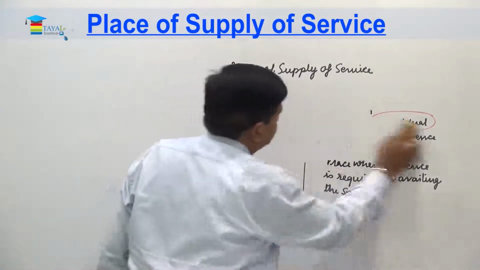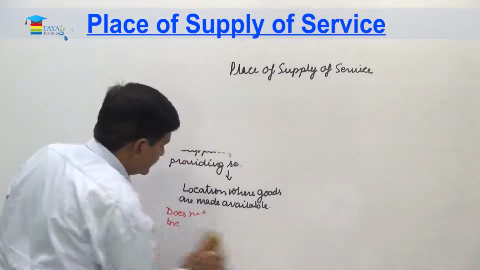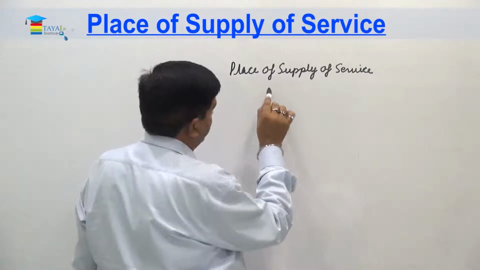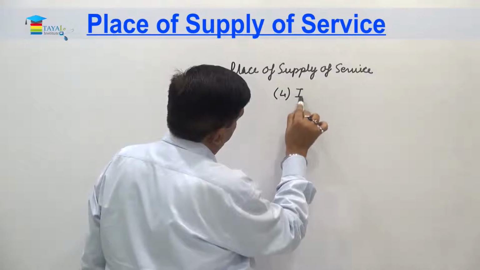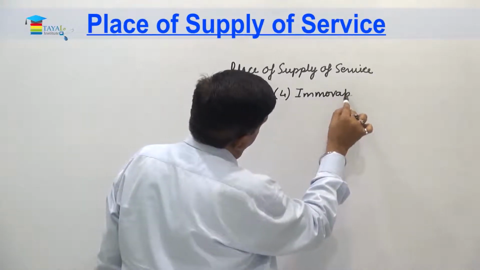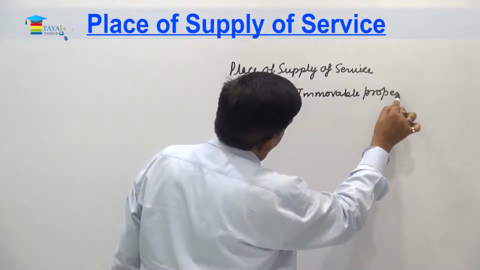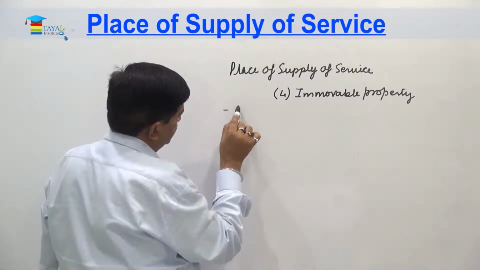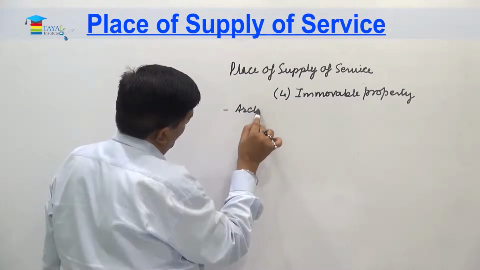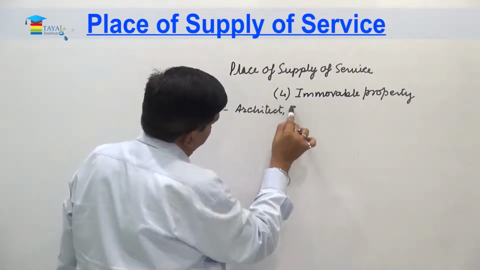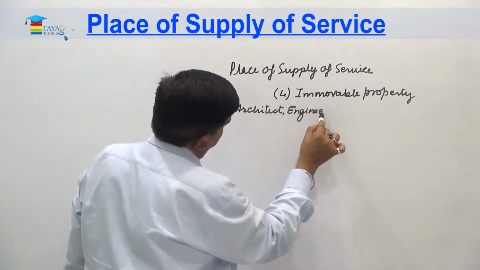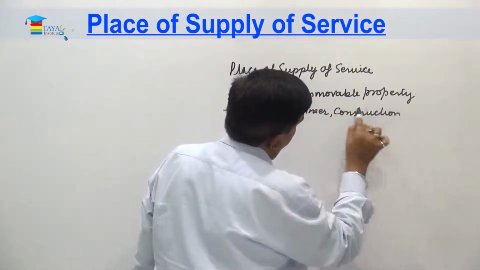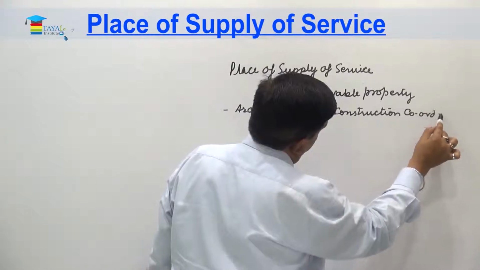Now moving to subsection 4, which is about immovable property. Now this immovable property services covers architect, engineer, construction coordination, etc.